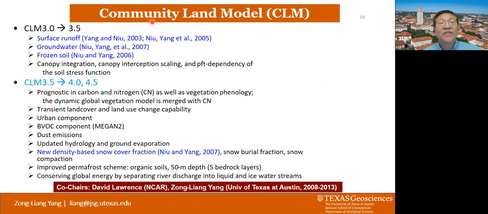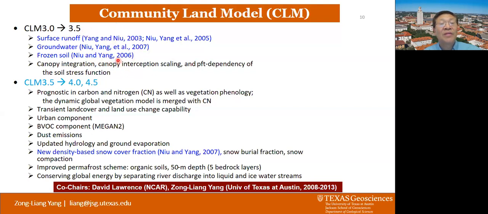For those of you who just followed the presentation, I mentioned the Community Land Model. Indeed, my earlier work was mainly focused on developing and leading the effort in involving the community to develop the Community Land Model for use in the Earth system model or climate model. I served as a co-chair with David Lawrence from NCAR, the National Center for Atmospheric Research, for 2 terms, 2008 to 2013.